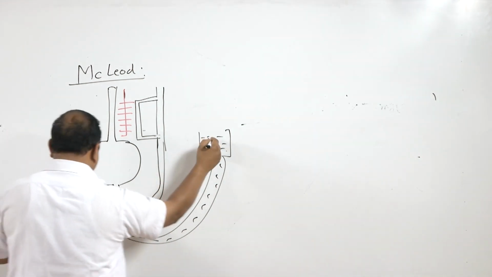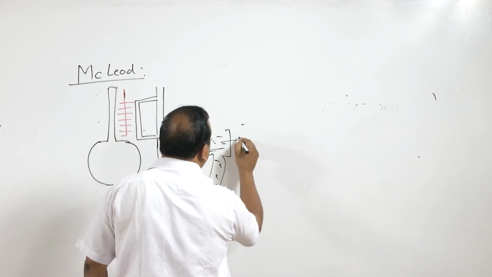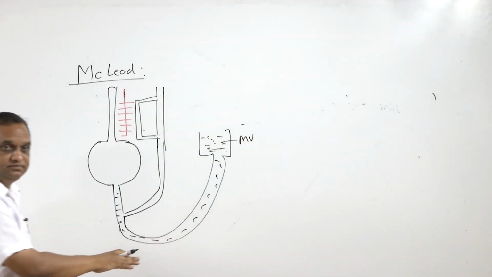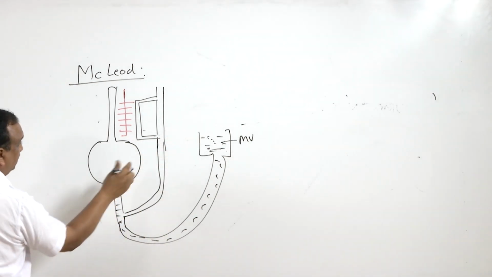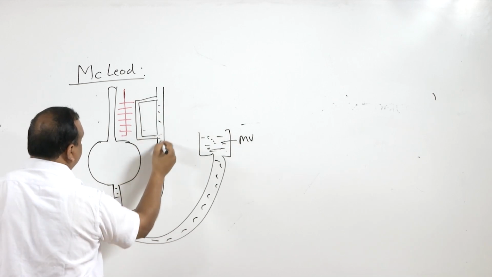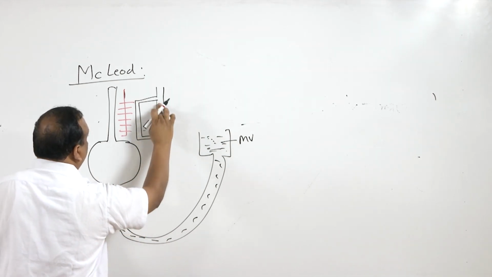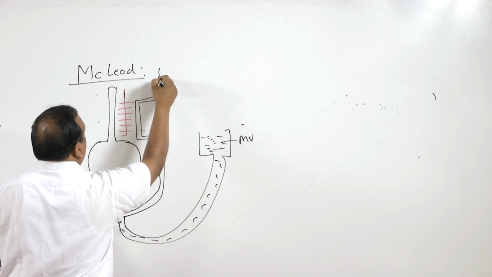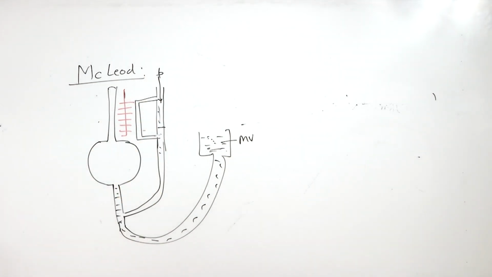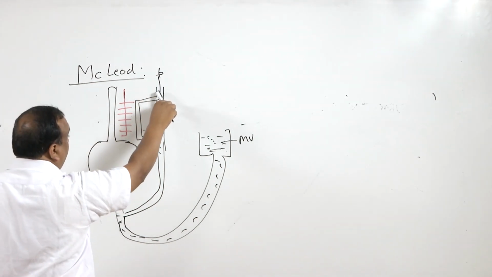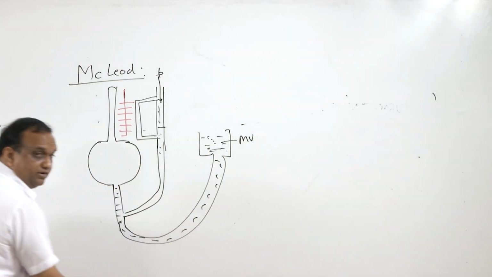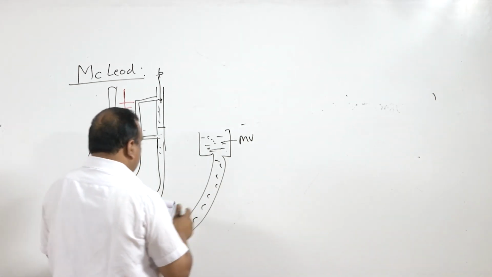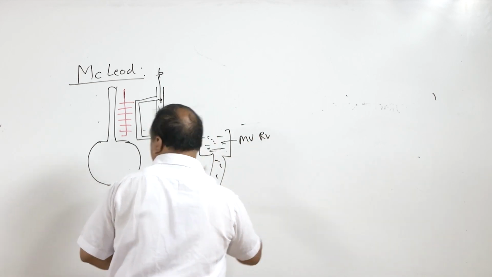Now, this movable reservoir is lowered. When the movable reservoir is lowered, the pressure of the mercury or the fluid starts falling, let us say. Right? And the fluid of which the pressure has to be measured starts entering this tube. And we'll keep on lowering this movable reservoir.